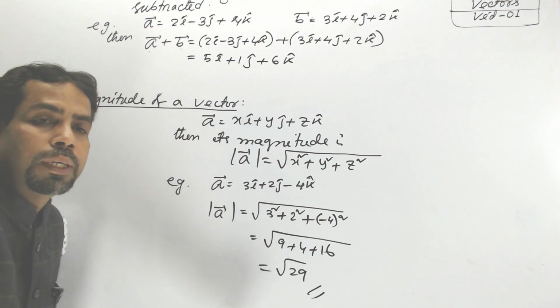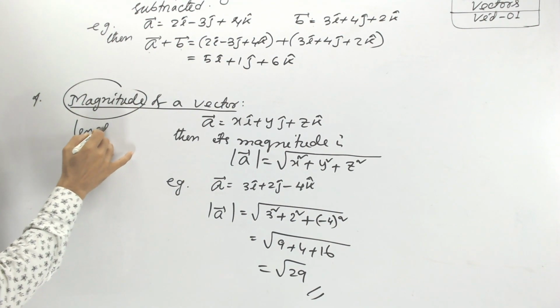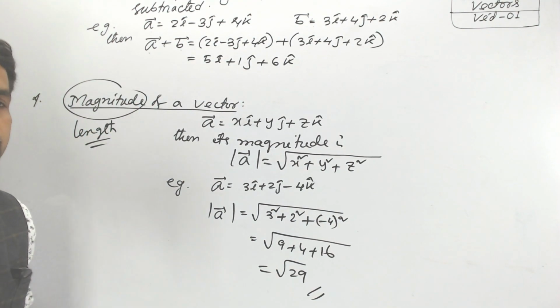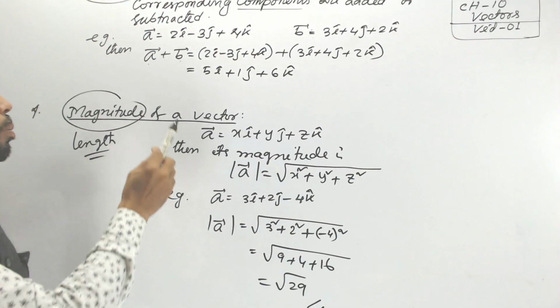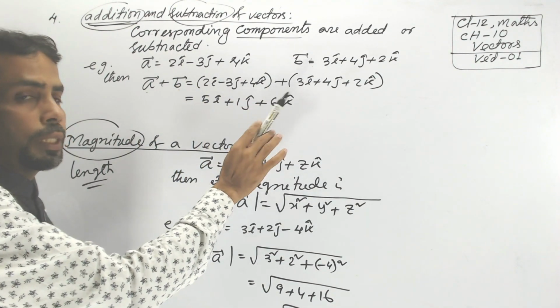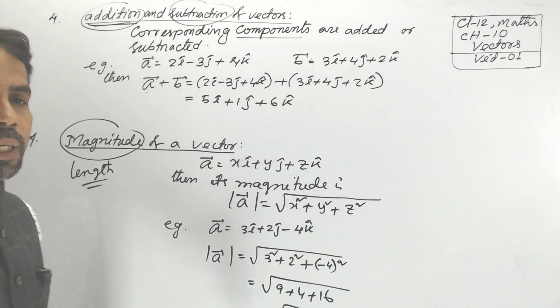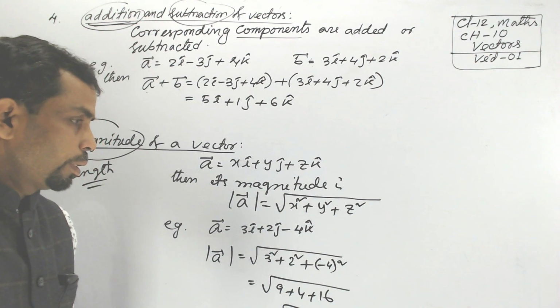So this is how we find the magnitude of a vector. Magnitude is also called the length of the vector. So we have learned addition and subtraction of vectors, in which corresponding elements are added or subtracted, and the magnitude or length of a vector.